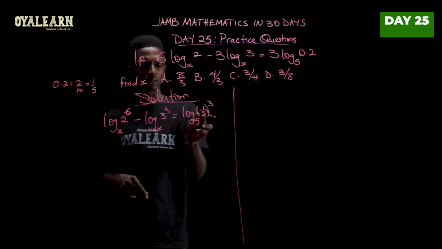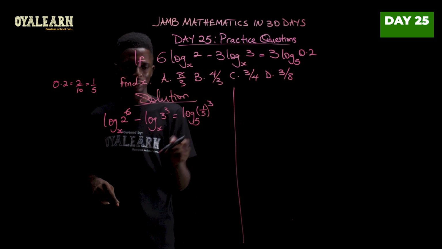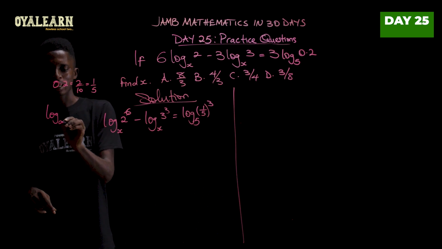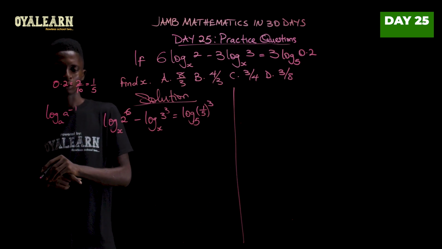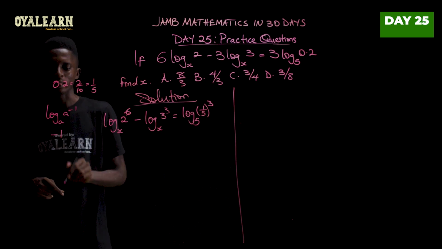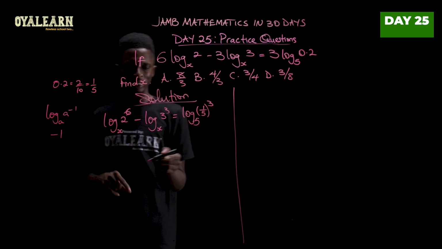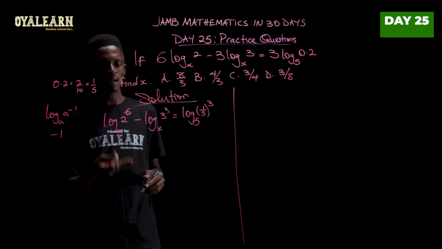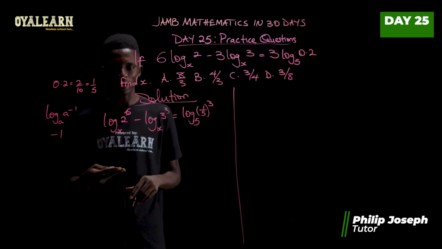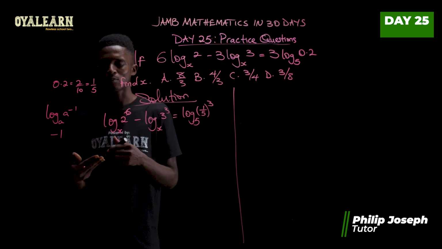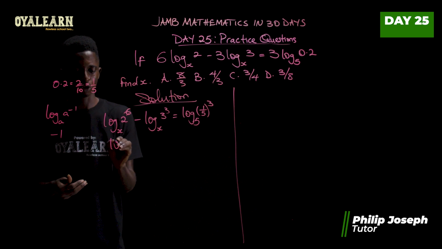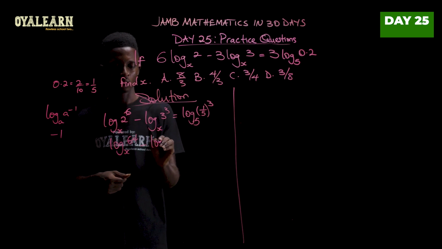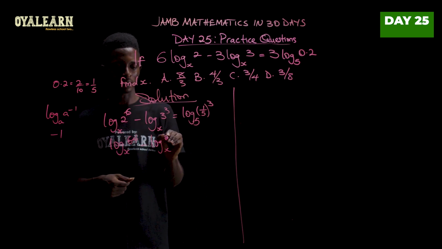So when we are working with this, I'm saying something at this point that we need to address. Whenever you have log to base a of a raised to the power of minus 1, what we actually have here is minus 1, right? So meaning I could have written this in a different way. So let's solve this part first though. What is 2 raised to the power of 6? So 2 times 2 gives us 4, times 2 we have 8, times 2 we have 16, times 2 we have 32, and then times 2 we have 64. So this will give us log to base x of 64 minus log to base x of 3 cubed, that's 27.